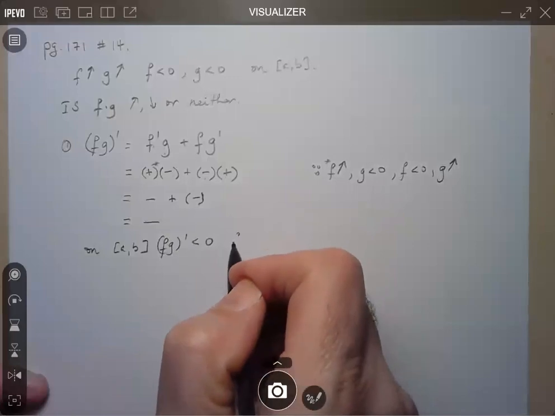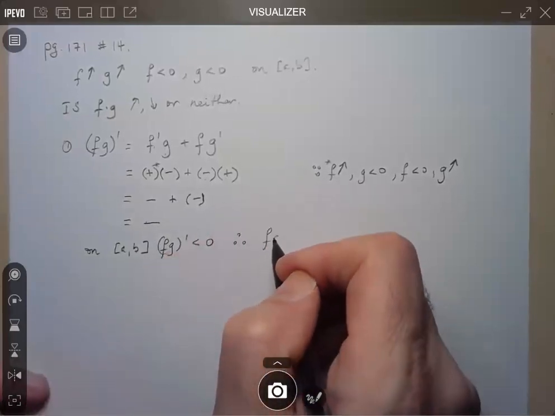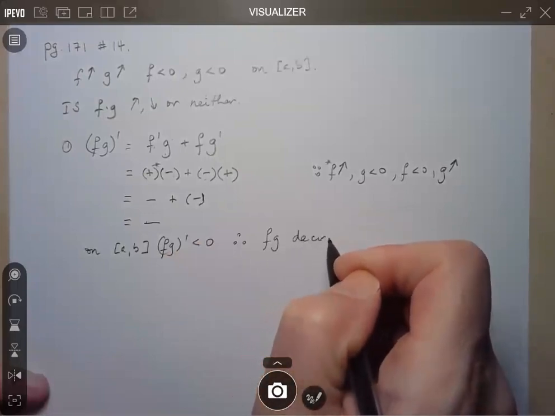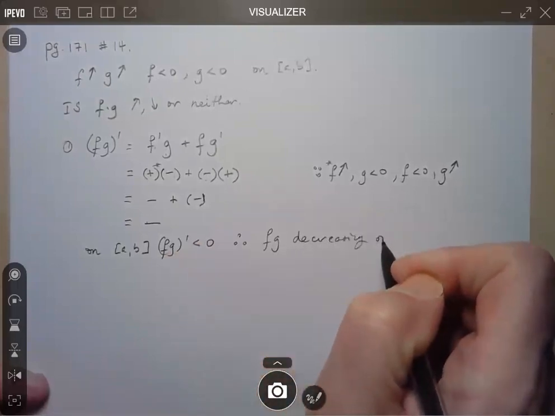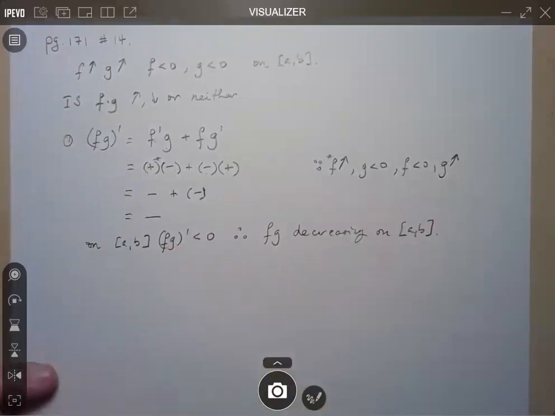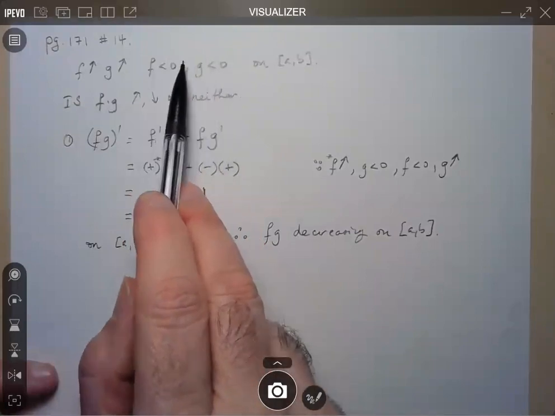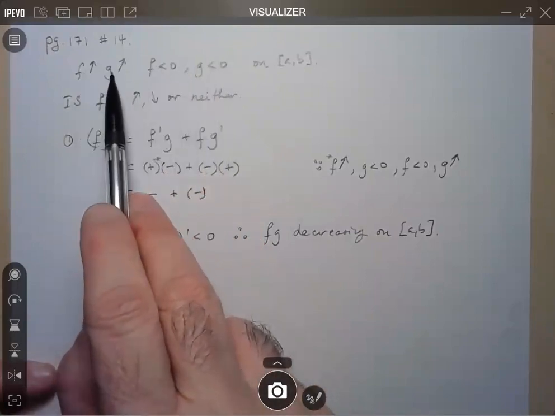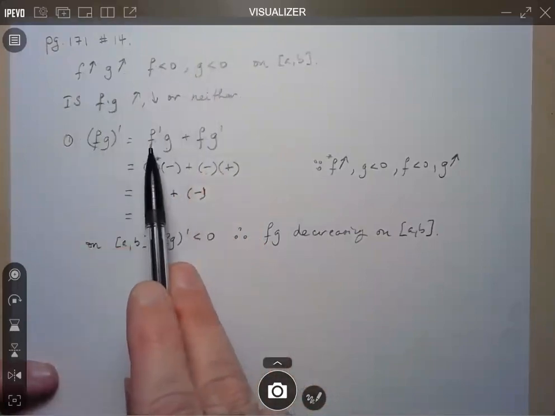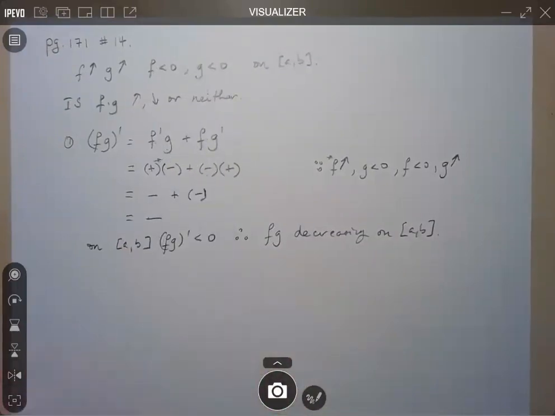than 0. Therefore, what can we say about FG? It's decreasing on AB. Okay. And I was able to make this determination working only with this information given to me, but this information all involved the signs of the individual components. Okay. And that's it. That's all we have to do on that one.